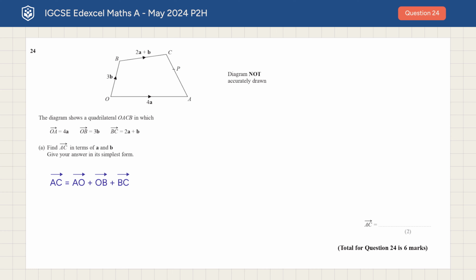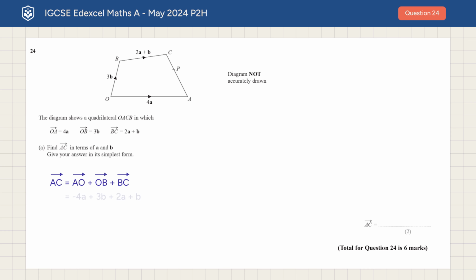Now let's look at each segment. First, A to O. Since going from O to A is 4a, going the opposite direction from A to O is negative 4a. Next, O to B. We are told this is simply 3b. Finally, B to C. This is given as 2a plus b. Now we just need to add these all together.